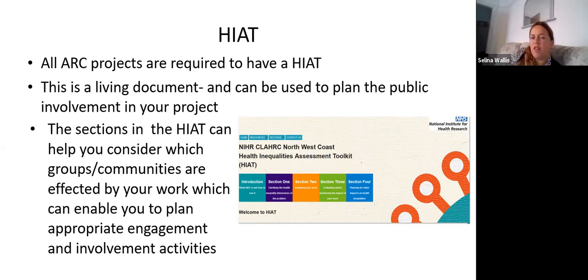So the HIAT is a toolkit to help people before they start their research to look at how inequalities are potentially going to be affected by the research, what groups, all these types of things. So there's quite a lot of sections in it when you look at it, that look at the groups and communities which are going to be affected by your research.